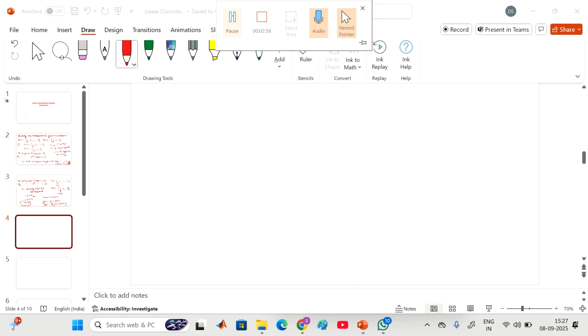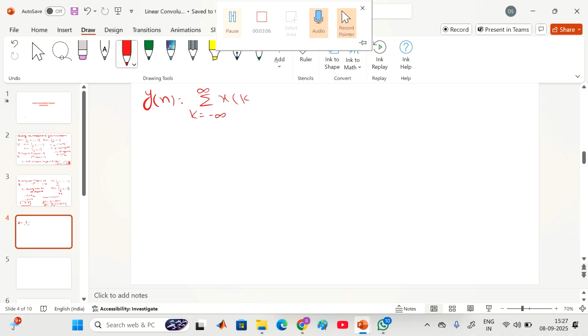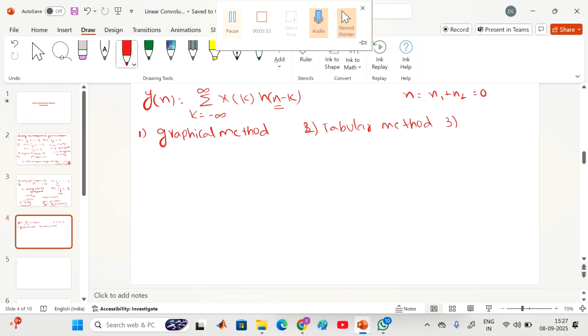So based on the formula, we have y of n is equal to summation of k is equal to minus infinity to plus infinity, x of k, h of n minus k. So this n we have already determined, that is n1 plus n2, that is equal to 0. Now to solve this problem, we have three types of methods. One is graphical method, second one is tabular method, and third one is sequence method. Here I will explain all three methods.